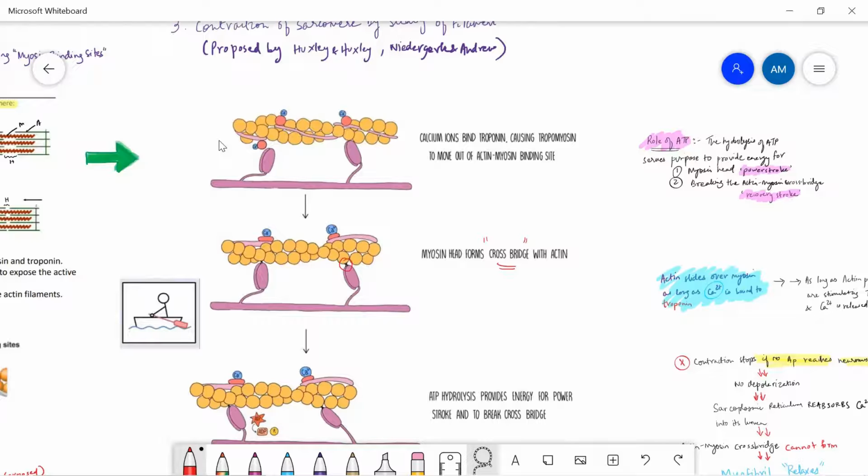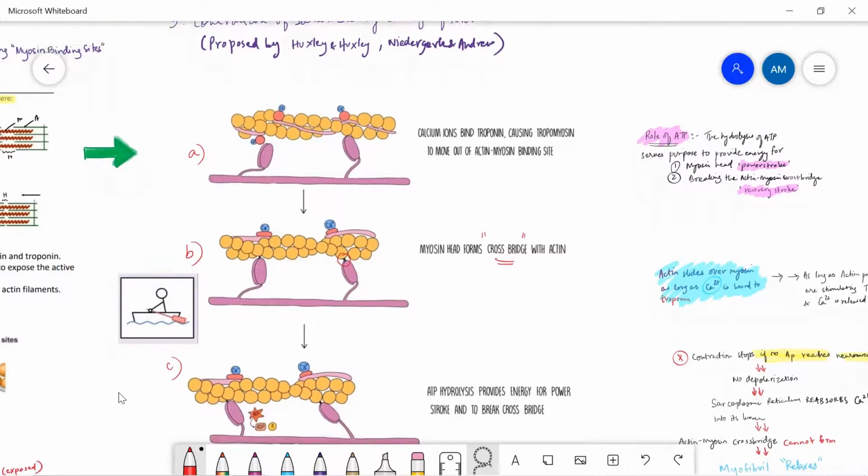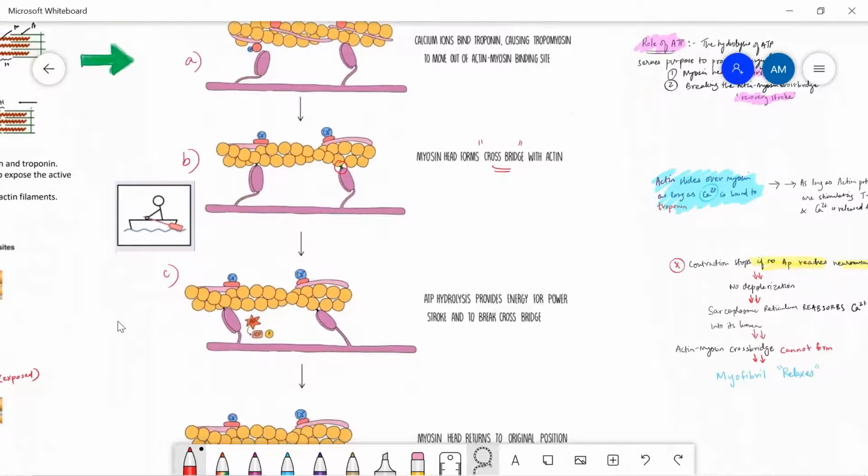Once this cross bridge is formed, the head of the myosin will swivel. Look at the position of myosin heads in part A, part B, and part C. They are swiveling forward. When the heads swivel forward, the actin filament moves forward. Now, this forward swiveling motion is called a power stroke.